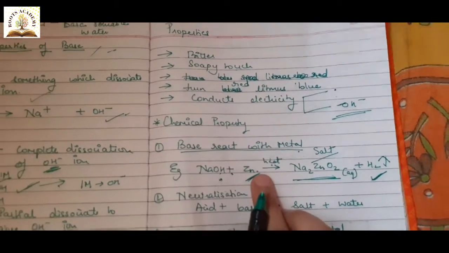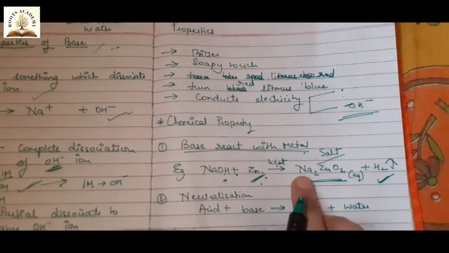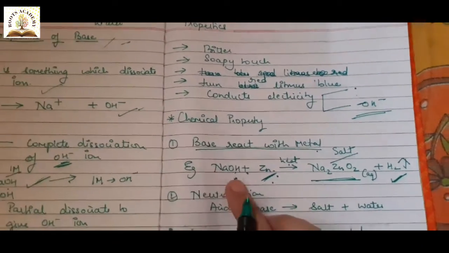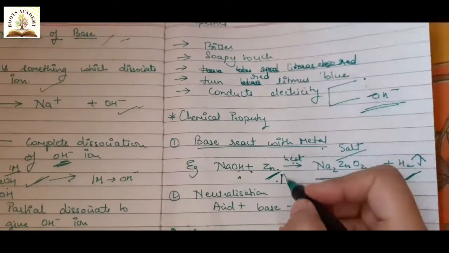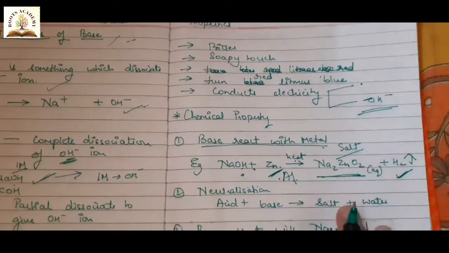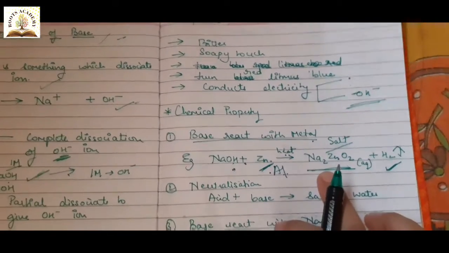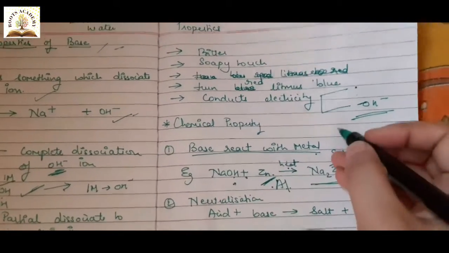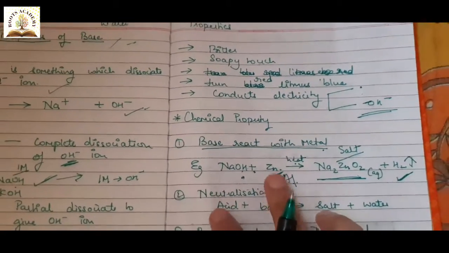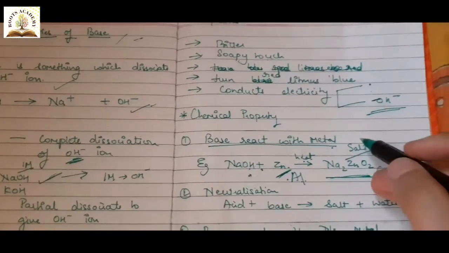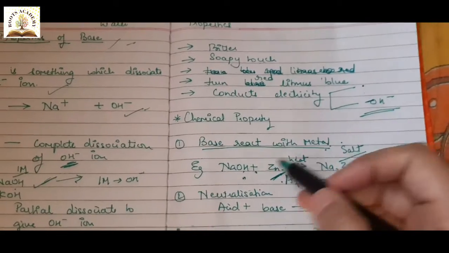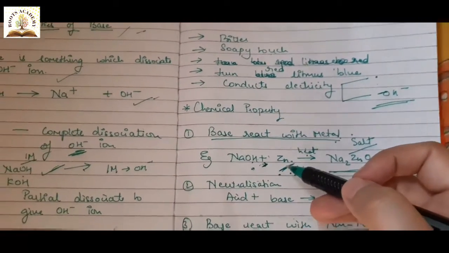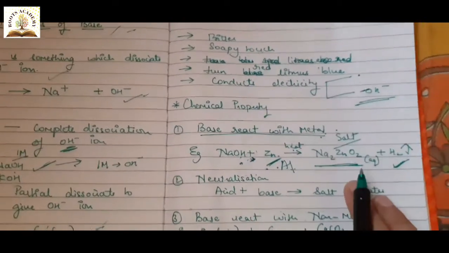So a base reacts with zinc, which is a metal, to form sodium zincate and hydrogen gas. Aluminium also reacts with a base and forms sodium aluminate. Very few metals react with bases, not all, for example zinc and aluminium. So in the exam, you will write that a base reacts with a metal, and you will write only this reaction, because no other metal reacts with a base.